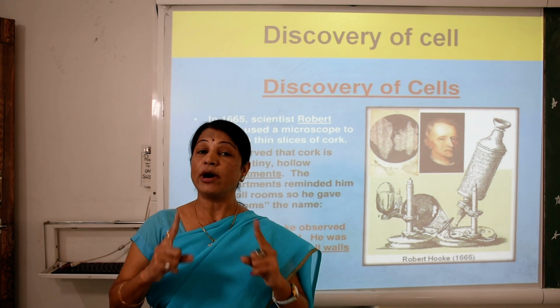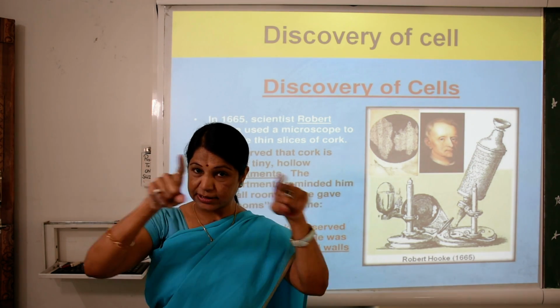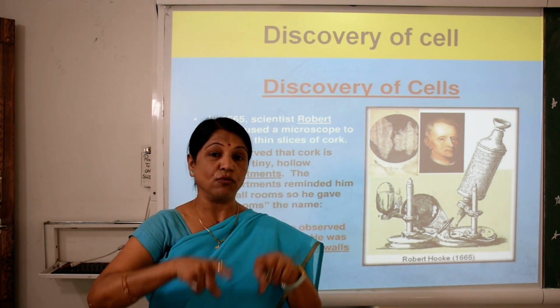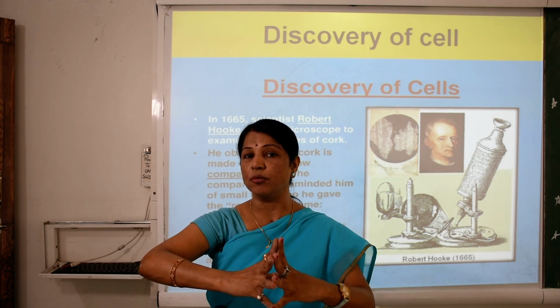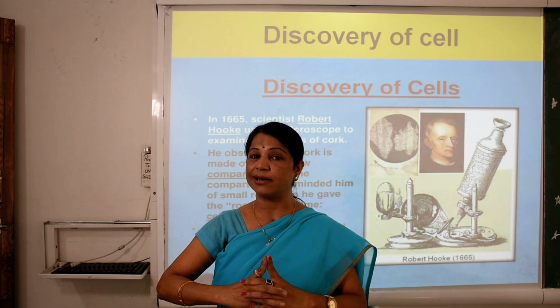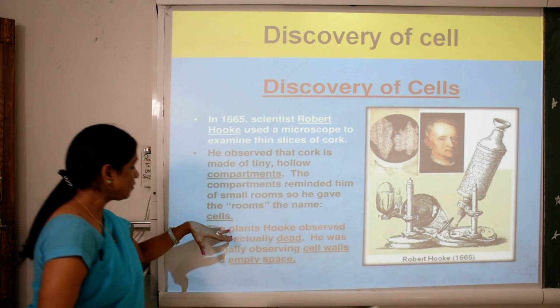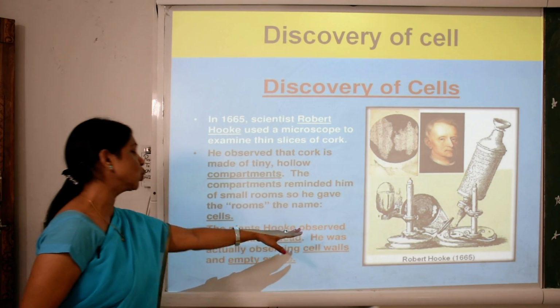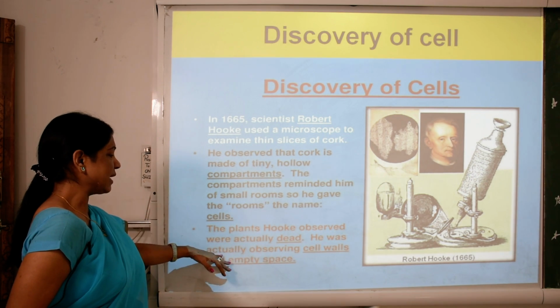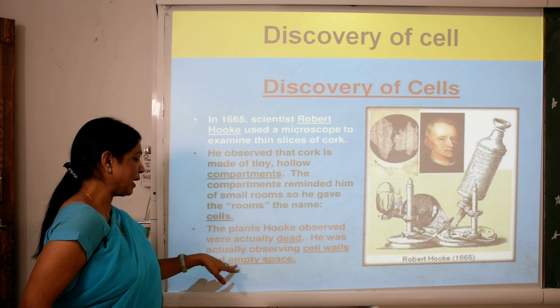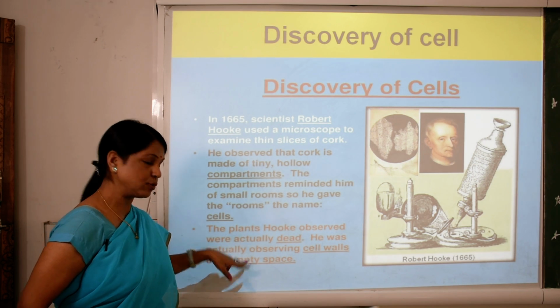He thought, what name can we give to this type of chambers, this type of room, such as a honeycomb? So he called it the cell. The plants Hooke observed were actually dead, and he was actually observing the cell wall and the empty space.